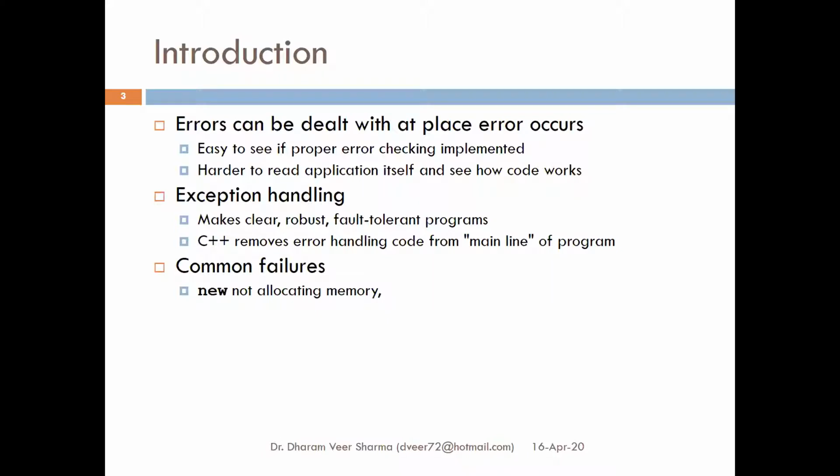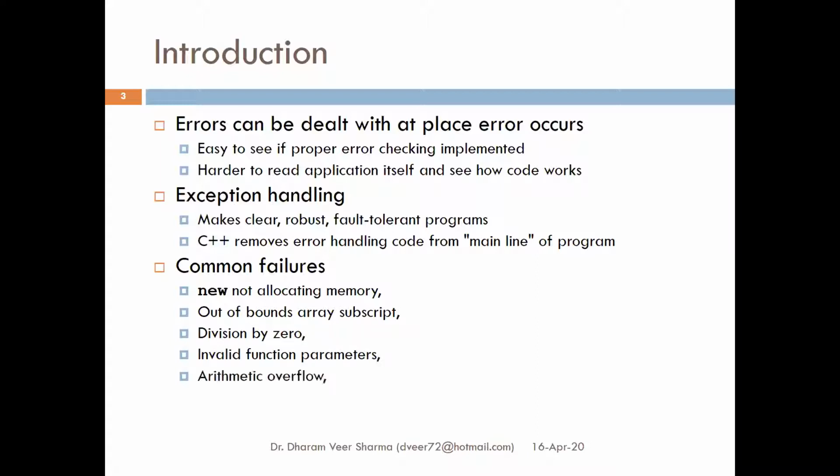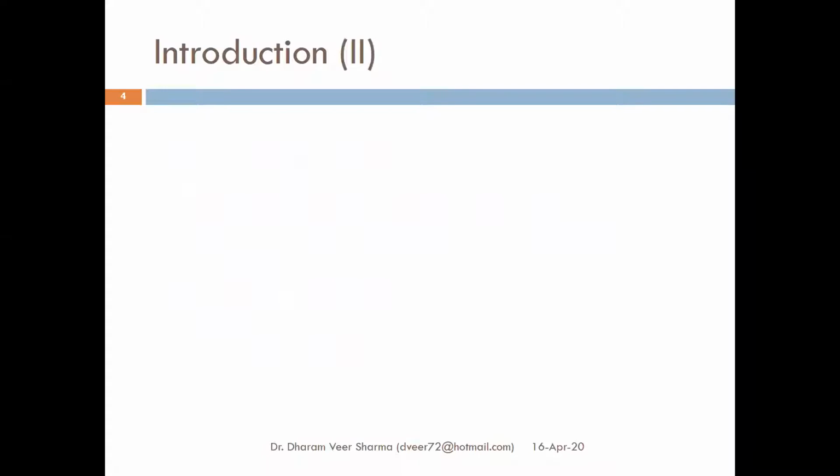So what can be the common failures? When you are using new operator, memory allocation has failed, or you are using an array subscript which is out of bounds, division by 0, it's a very common error, invalid function parameters, arithmetic overflow, like you have declared two integer values and then you are multiplying or doing something with those and the result is exceeding the limits of integer, then that is arithmetic overflow. And sometimes there may be a problem of disk space. You are writing into a file and disk is full. So these are some of the problems.